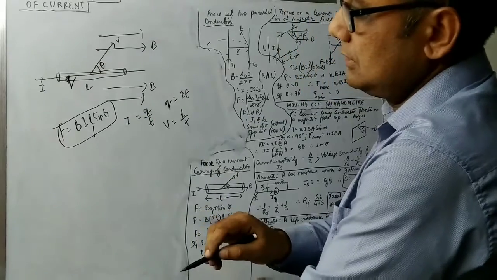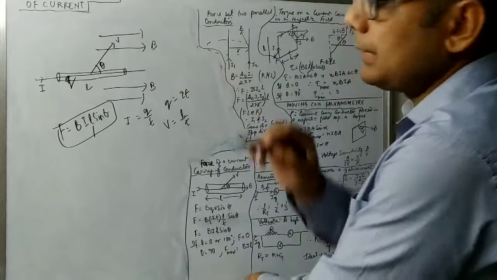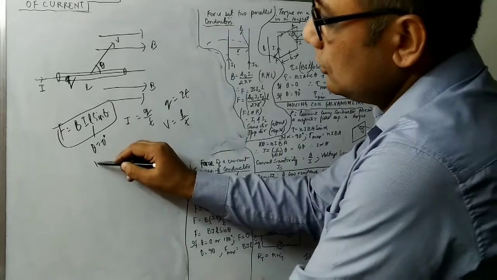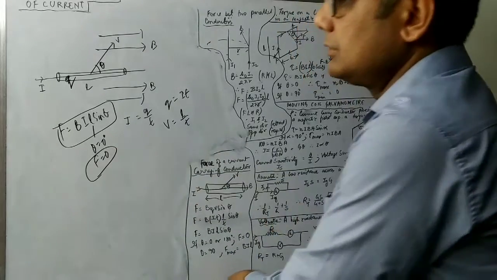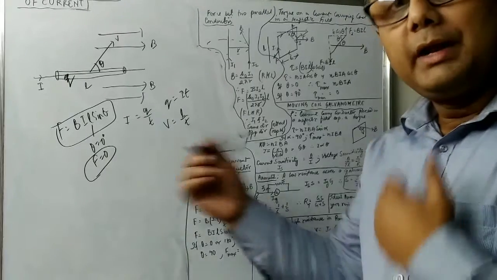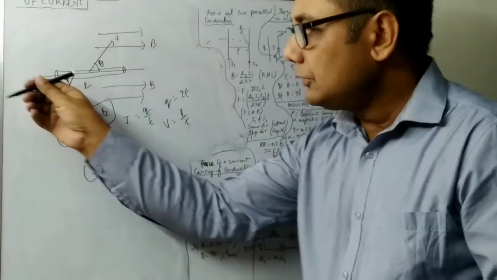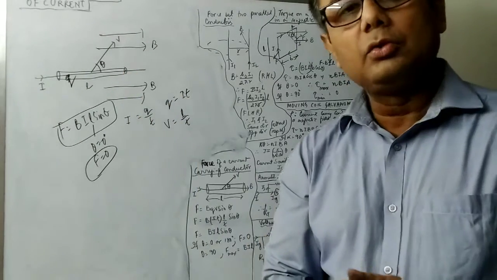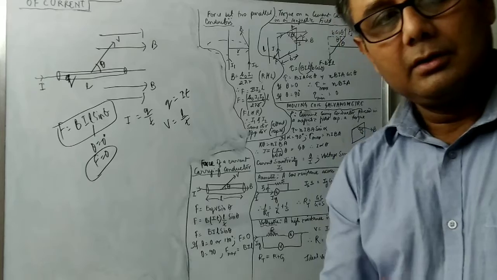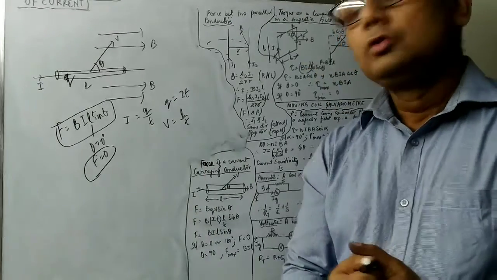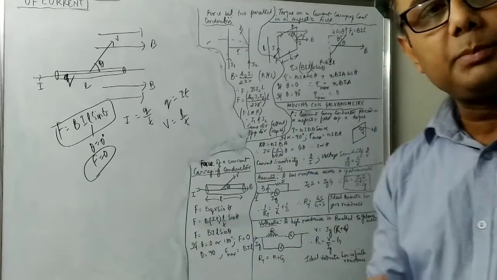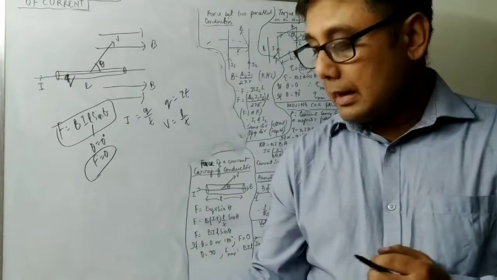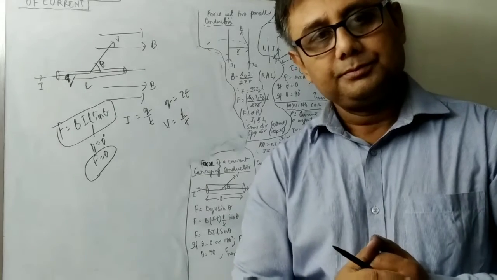Suppose the charge is moving in the direction of the magnetic field. That means theta will be 0, and sin 0 is 0, so the force acting will be 0. Very important condition. If the charge is flowing along the magnetic field, that means the angle made is 0, so the force acting on the particle is 0. This is the minimum possible force acting on the charged particle. So the force will be 0 if it moves along the direction of the magnetic field.